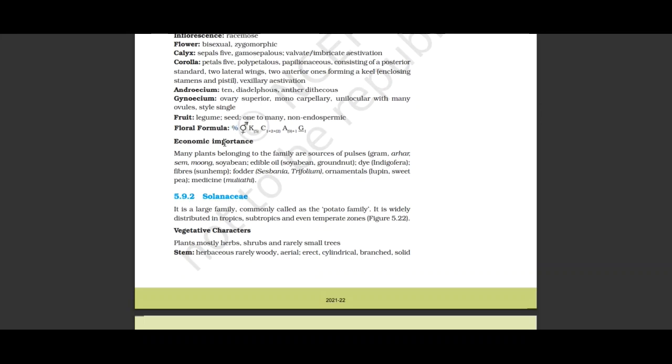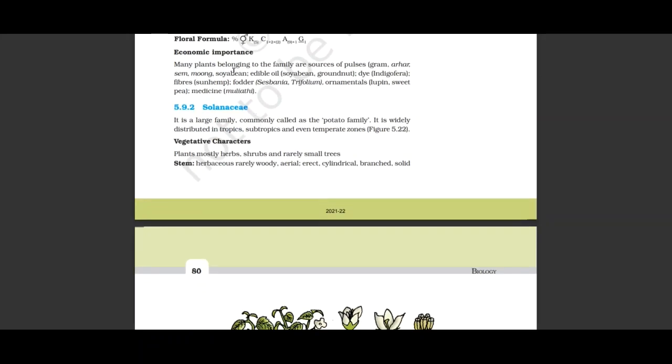The percentage symbol is used for zygomorphic, bisexual. Calyx are 5, fused; corolla are 1 plus 2 plus 2, where 2 are fused; androecium is 9 plus 1, 9 are fused, 1 is free; and gynoecium is superior, just 1 in number. Let us see the economic importance.